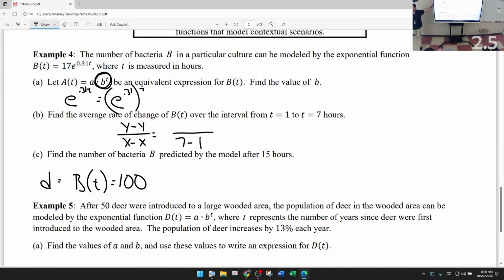All right. 2 ways to do this, guys. 2 ways. Yep. Go ahead.